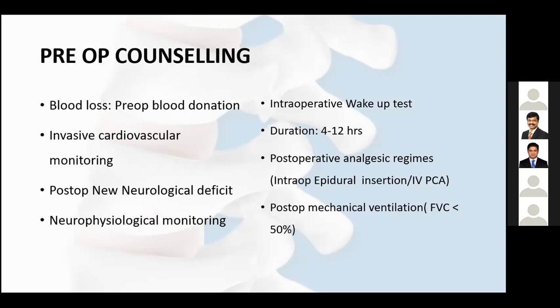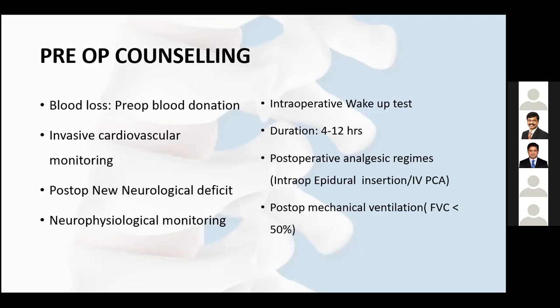And most importantly, if the patient has neuromuscular deficits or neuromuscular diseases, the patient should be primed earlier about the post-op ventilatory requirements. And also, when the FVC is less than 50%, post-op mechanical ventilation should be explained to the patient.